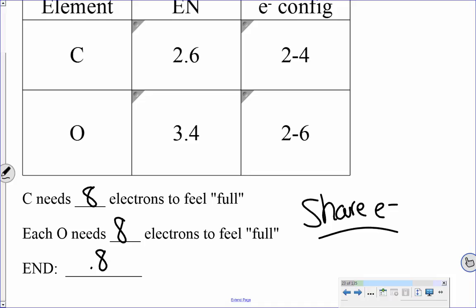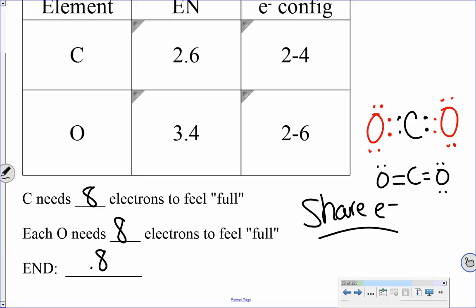I will tell you for right now what actually happens is carbon has its 4 electrons like this. Each oxygen pulls up over here, and they share electrons in this configuration. So this would actually be our dot structure for CO2. In our next set of notes, we're going to talk about how we come up with that actual diagram.